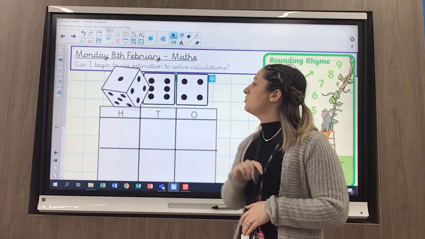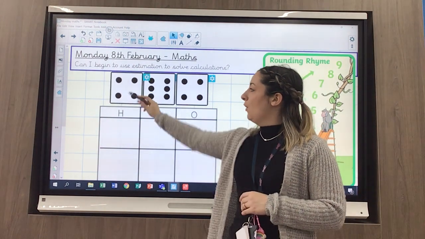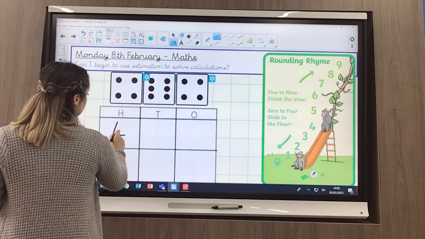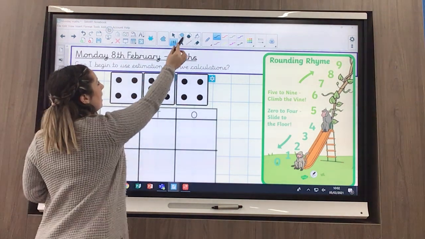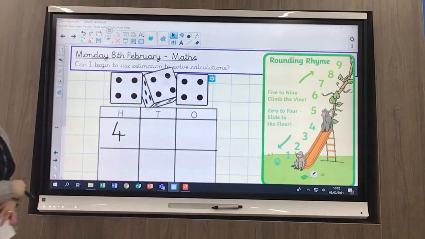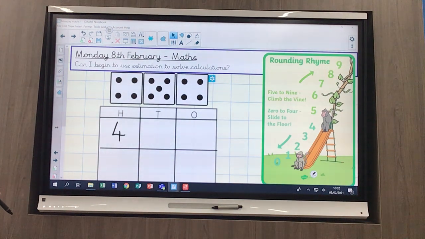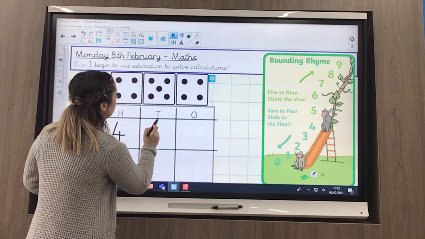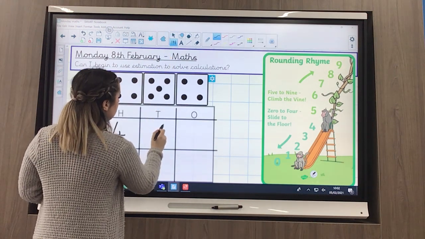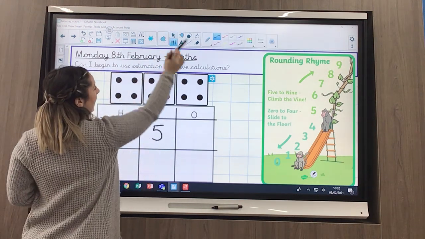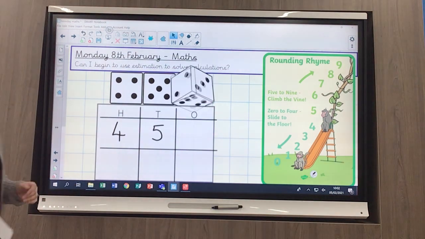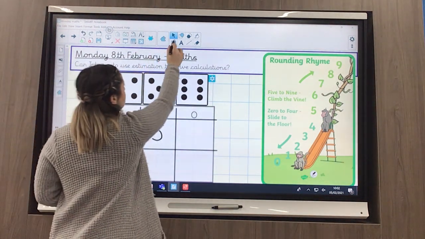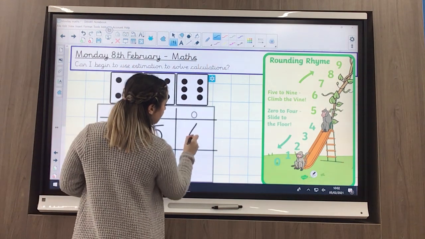So my hundreds column is going to be 4. Okay, so I've got 4 in my hundreds column. Let's have a look what I'm going to have in my tens column. Oh, I've got a 5. Okay, let's go onto my pen. So I've got 5. And let's have a look what I've got in my ones. 6. Right, so my ones has got the 6 in there.